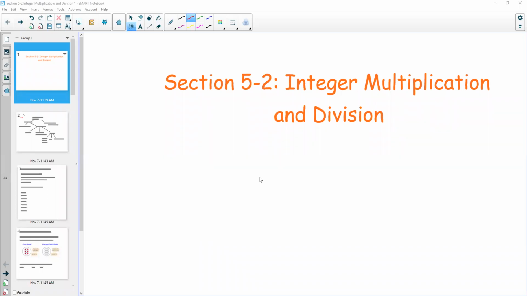Hey everybody, welcome to 5.2. This is the follow to integer addition and subtraction. This is multiplication and division. So it is much the same kind of stuff we've been talking about. It's just the other two operations, right?